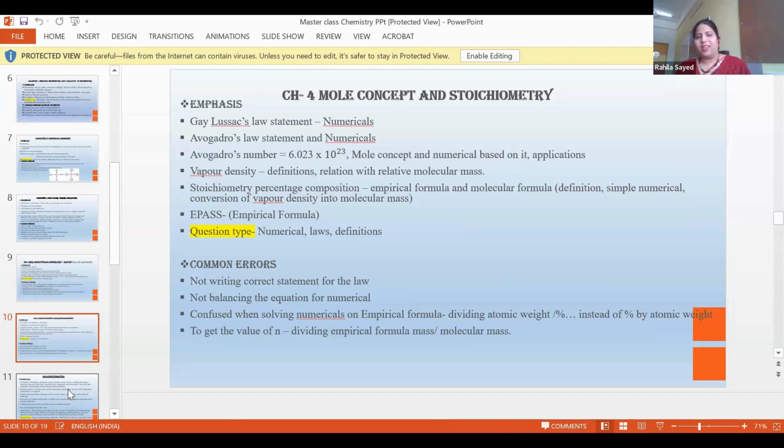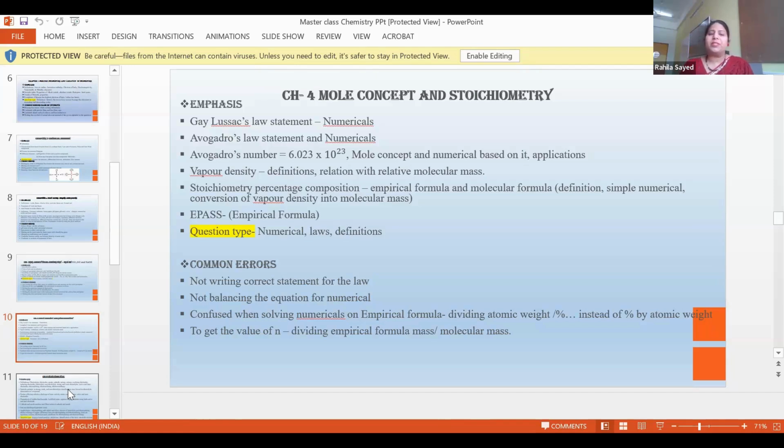So we have main emphasis for this Gay-Lussac's law statements. Every year it is asked. Either they ask you to give the law or they give you the law and they ask you to identify what it is. Next, Avogadro's law, statement and numericals. Then mole concept and numericals based on its applications of Avogadro's law. Then we have a very important application over here, that is vapor density. Molecular mass is equal to 2 into vapor density. Its definition, its relation with relative molecular mass. 1 mark numerical is always asked from this topic.